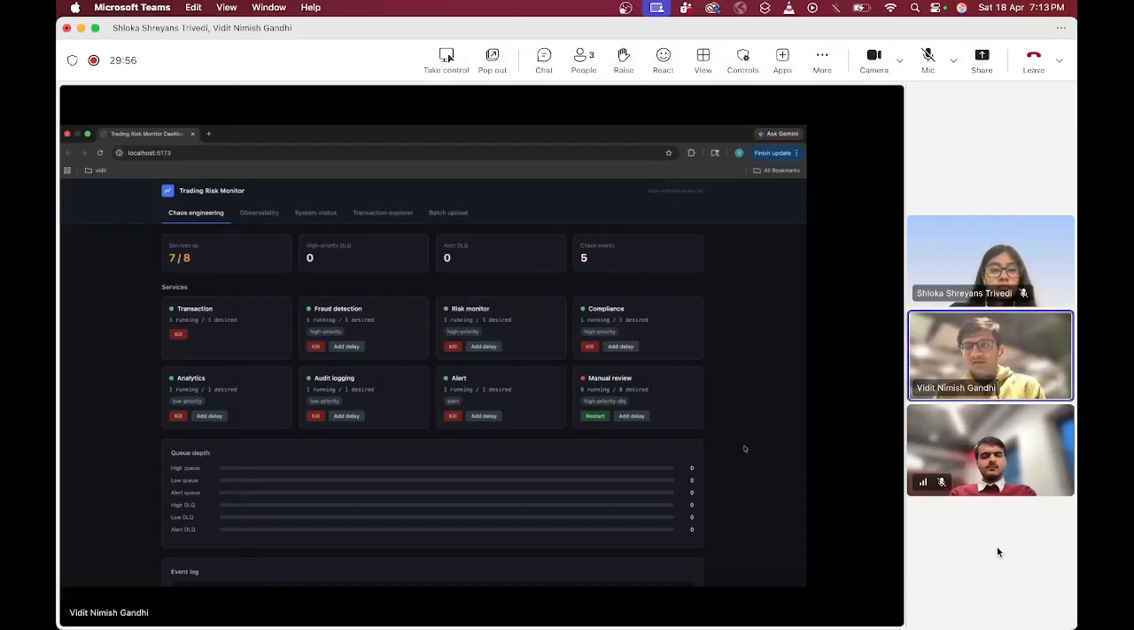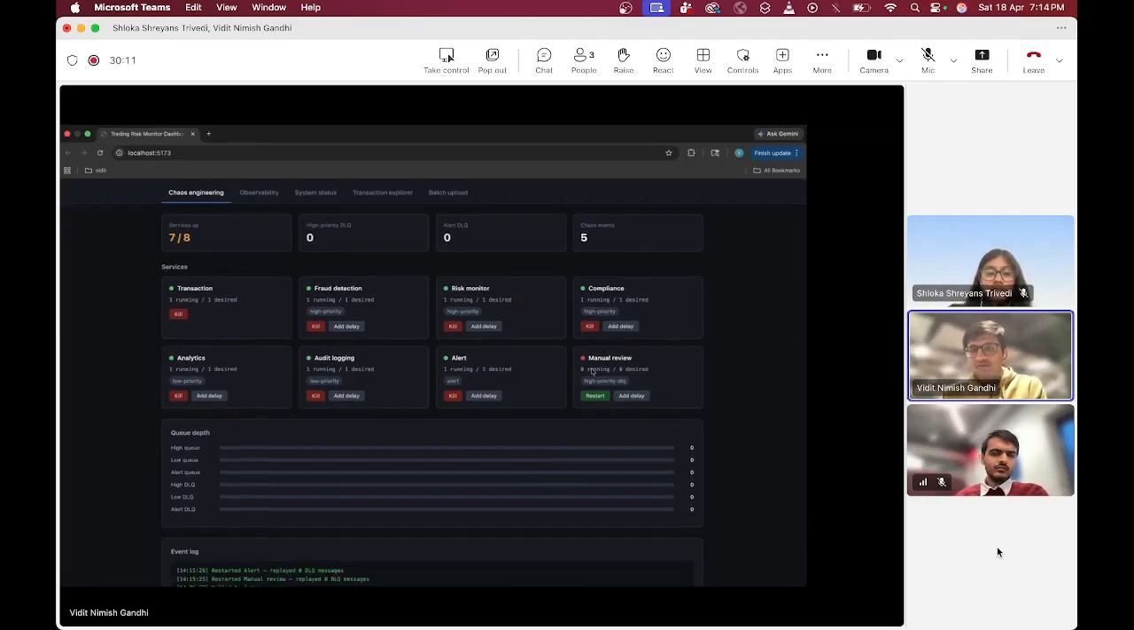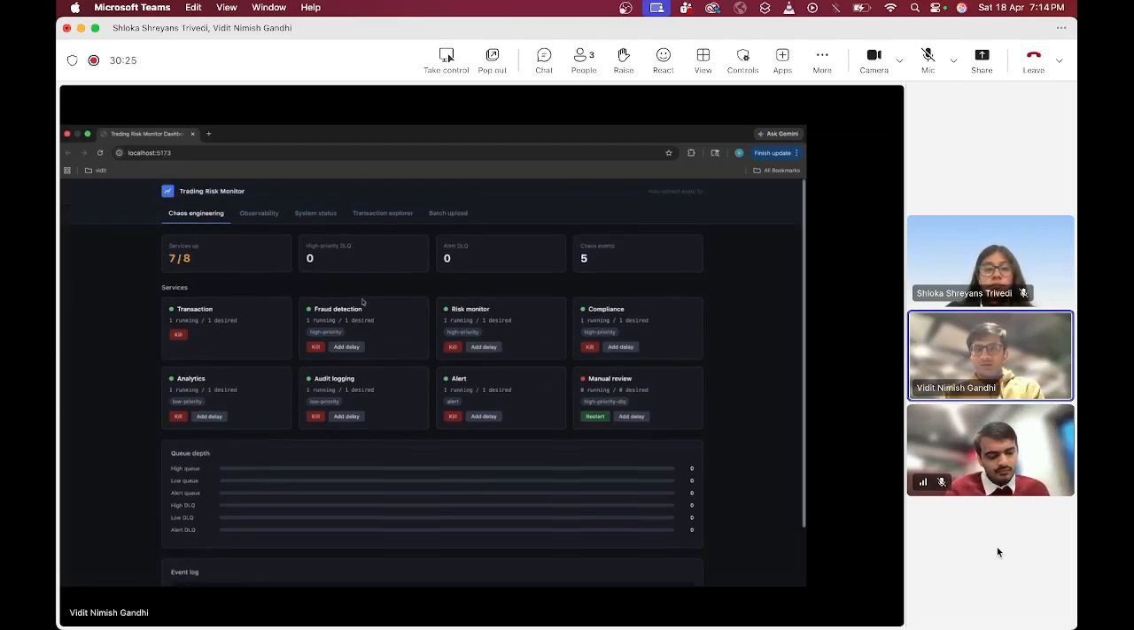So this is the chaos engineering dashboard that we made. We have all the services listed here: the transaction, fraud detection, risk monitor, compliance, analytics, audit logging, alert, and manual review. Manual review is currently not running because it is only turned on when it gets a message in the DLQ; otherwise it is totally off. All of these are running with one task right now, but if the load increases and the queue is full, they will auto scale automatically.